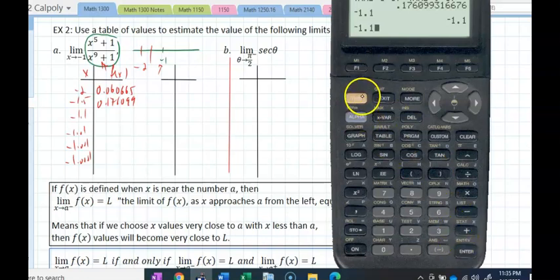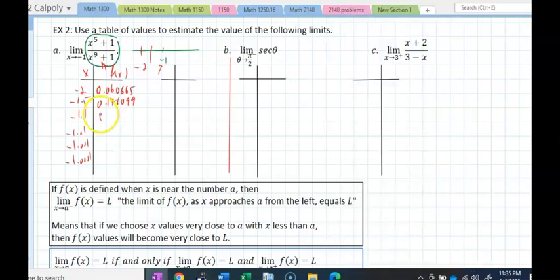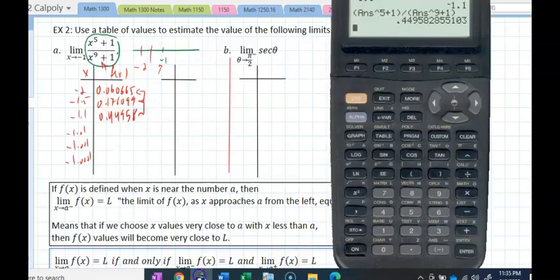If I do that again, 44,95,8. Okay, well, I'm not getting anything. These numbers are not getting close in any way. So that means I have to go closer, -1.01. You'll know that you're done when the y values are infinitely close.